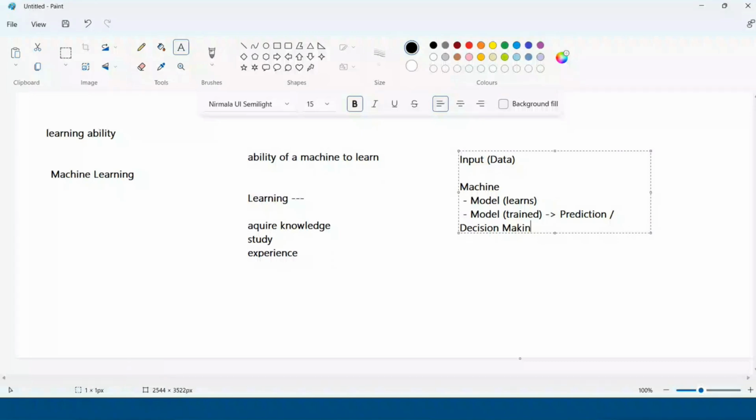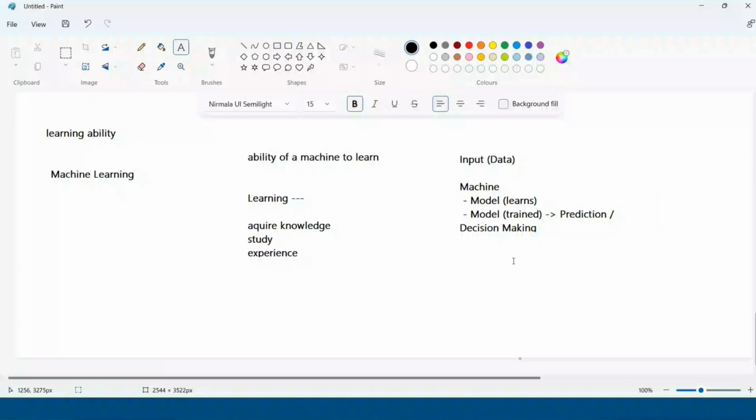There are multiple approaches, different types of learning. This is machine learning, and that too without human intervention. A human doesn't need to intervene multiple times. That is called machine learning.